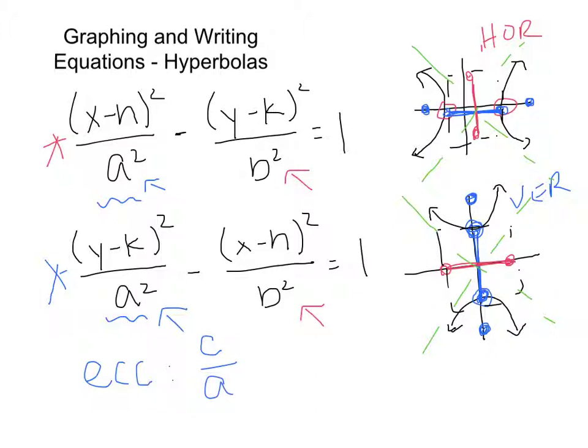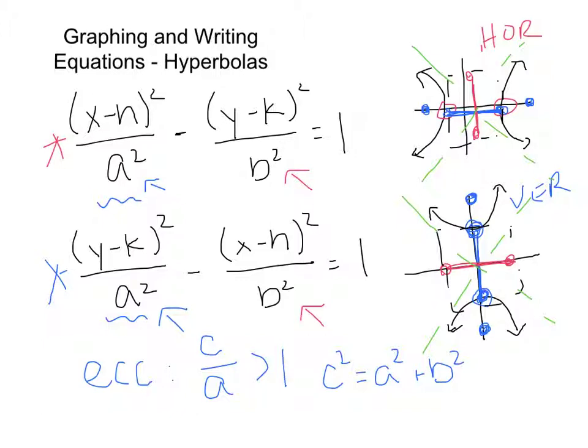C is still our focal distance, just like it was with the ellipses, over A. And in this case, it's going to be bigger than 1 because C will always be larger than A. To find C, we use the formula that C squared equals A squared plus B squared, because this time we're looking for a bigger number. Now that was a lot of information all at once.